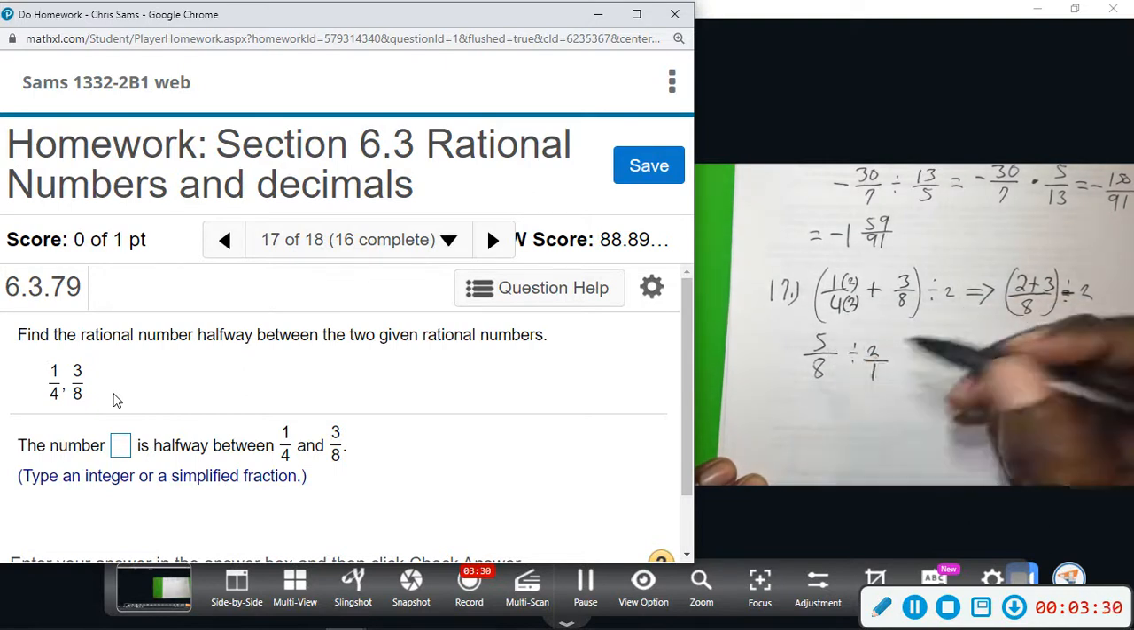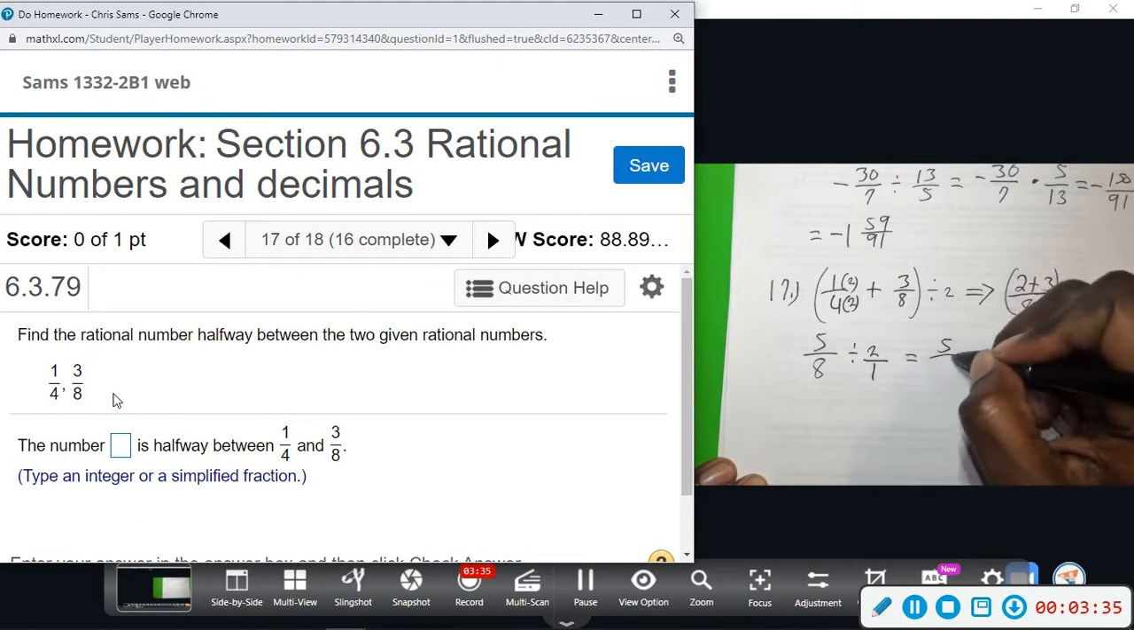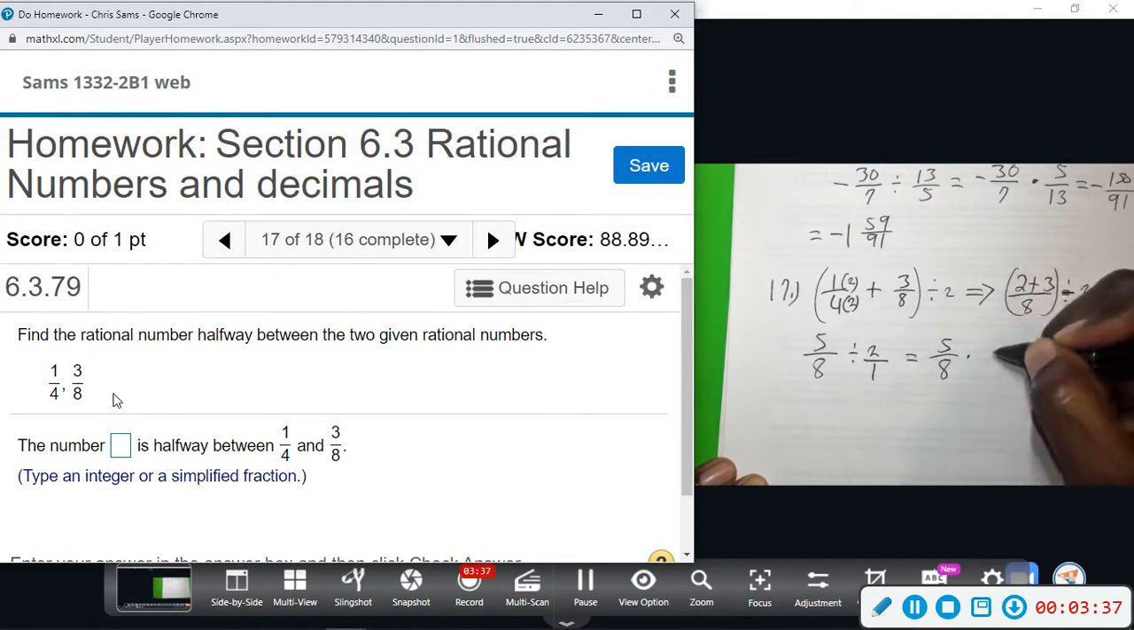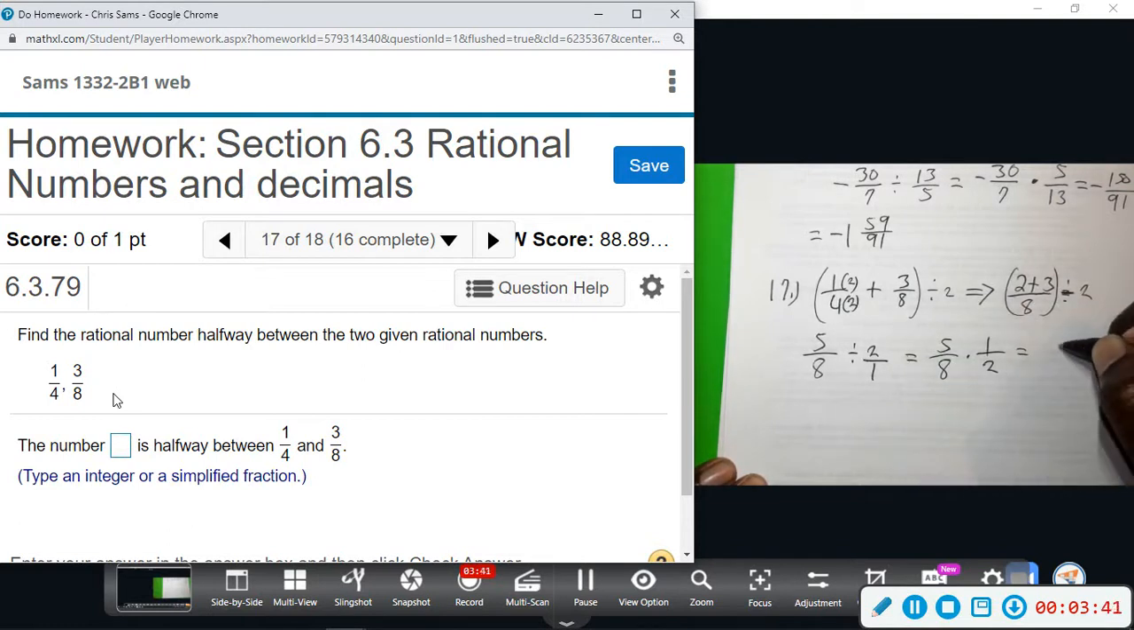So to solve, we keep, change, flip. So we get 5/8 times 1/2. And that gives us 5/16. So 5/16 will be halfway between those two numbers.